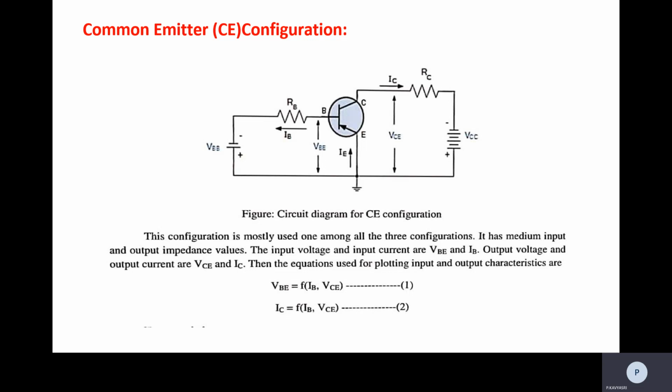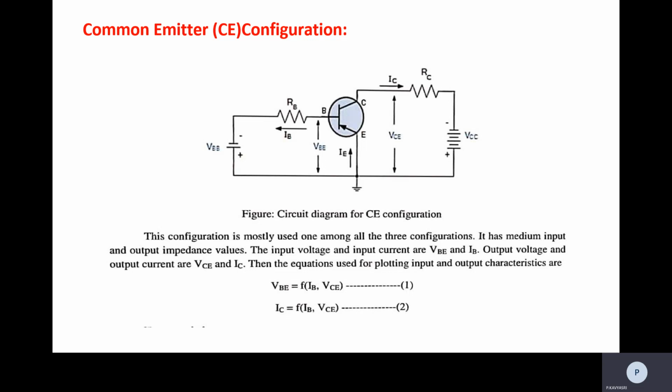Out of the three configurations, CB, CE, CC, the most widely used configuration is the CE configuration. Why? Because the CE configuration has a phase reversal property between the input and output signals. So the CE configuration is the one which is widely used among all the configurations.